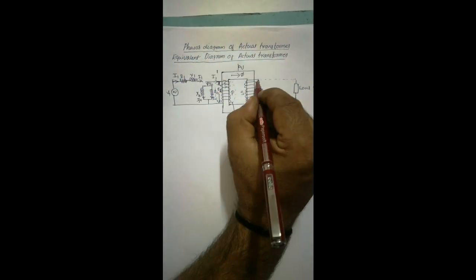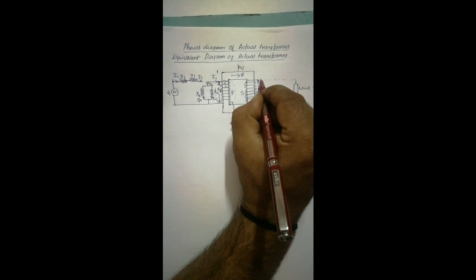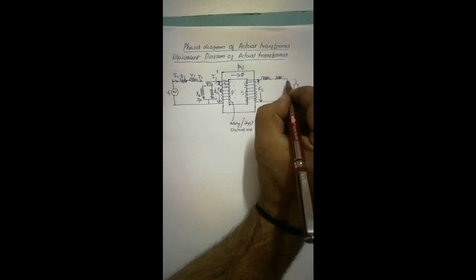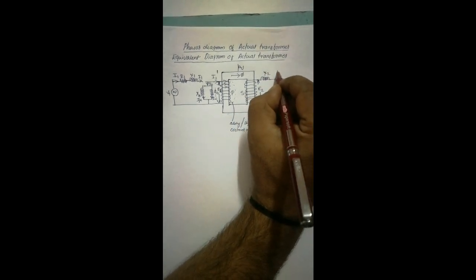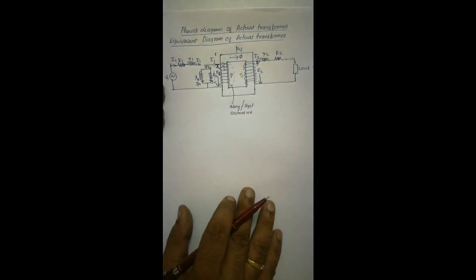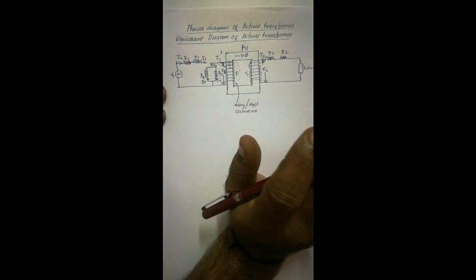Then again we come to the secondary side. There is an inductive reactance and a resistance in this winding. Same as what we did on the primary side, we do on the secondary side: we take them outside. We represent them as X2 and R2. Then a current I2 will flow, which comes from I1 dash. This I2 direction we will discuss later. But now this is the equivalent circuit of a transformer.